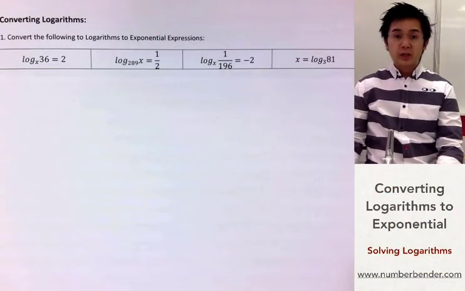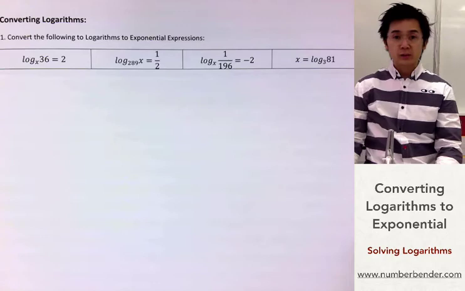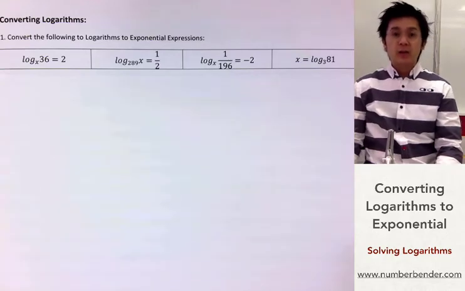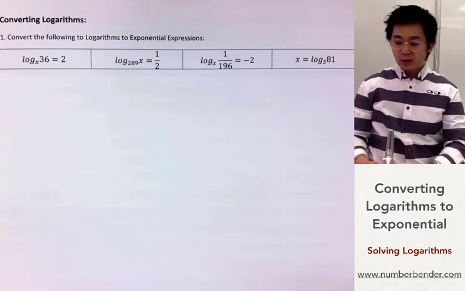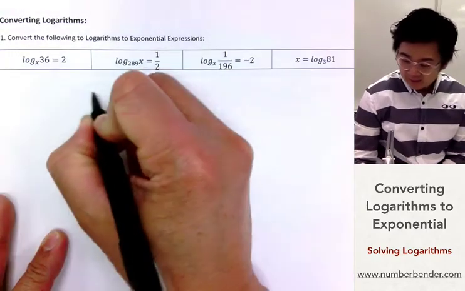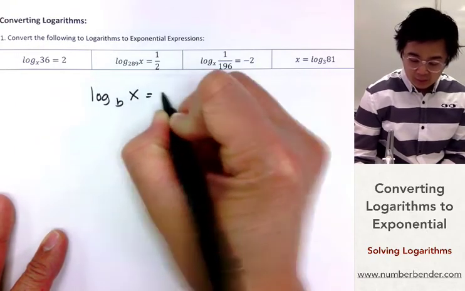Today we're going to be working on conversion of logarithms to exponential and exponential to logarithms, which is the basic skill that we need to learn to be able to solve logarithmic expressions and logarithmic equations. Now we know the formula for converting logarithm to exponential: let's say we have the logarithm of x to the base b is equal to m.